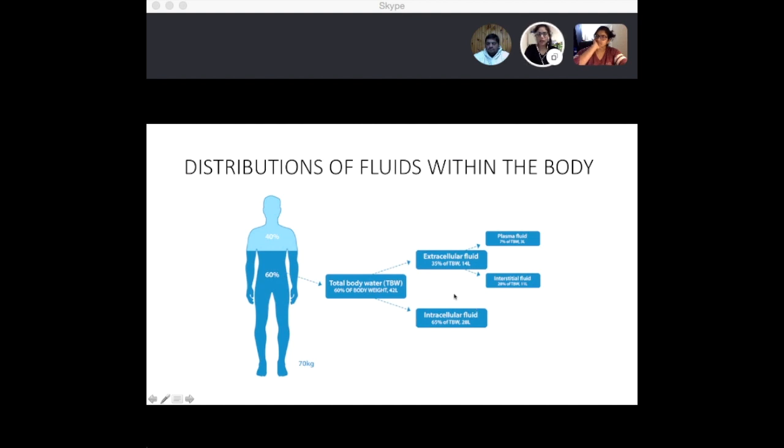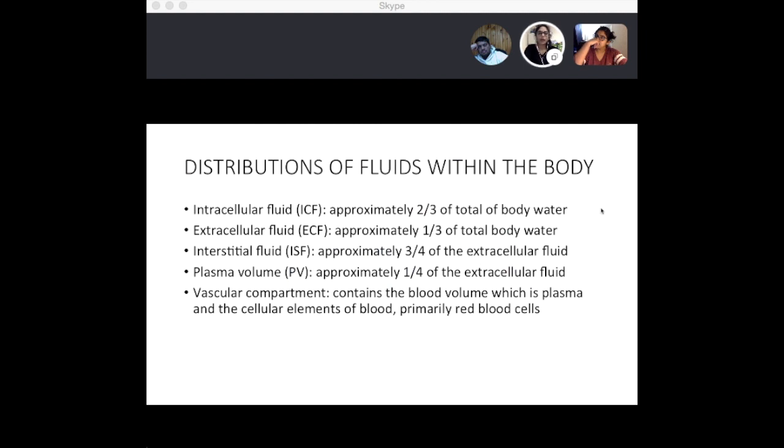So the intracellular, as we know, is 2/3. Extracellular is 1/3. And then to break it down just a little bit more, extracellular fluid is made up of plasma fluid and interstitial fluid. So to see this more in words, intracellular fluid, inside the cell, is 2/3 of the total body water. Extracellular fluid is 1/3 of total body water. And then within the extracellular fluid, we have the interstitial fluid, which is 3/4 of the extracellular fluid volume. And then the plasma volume makes up the other quarter.